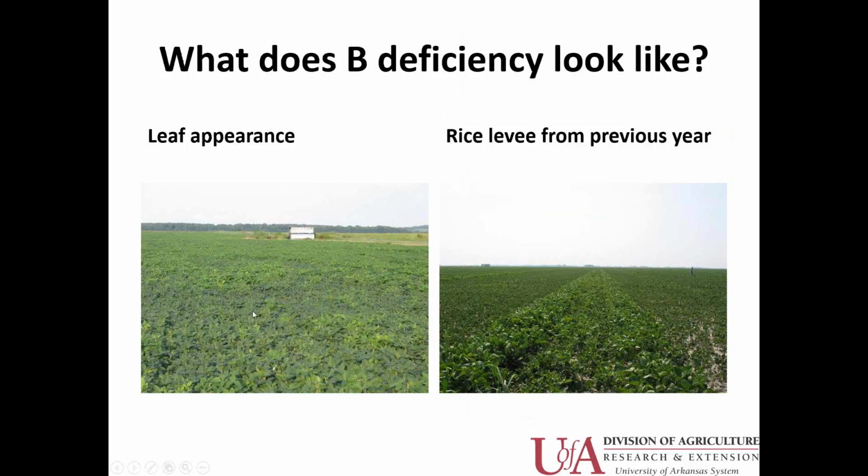This is just another picture of the color difference between the boron deficient plants, which are the dark plants, and plants that are probably also boron deficient, but they've got just enough boron that they continue to grow. Once you've seen this and been out in the middle of it, you can spot these fields driving 60 miles an hour down the road because that dark green appearance really just jumps out at you.